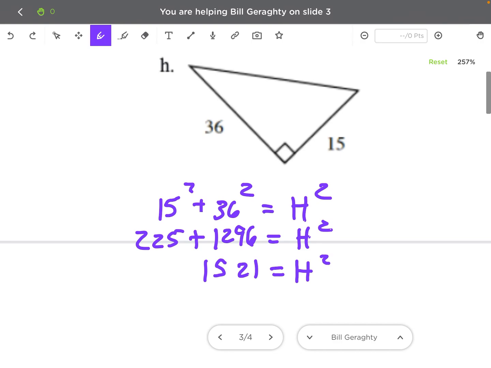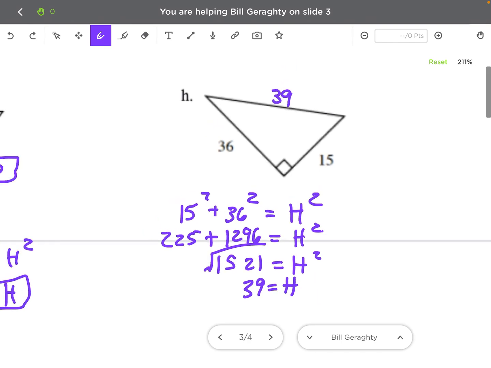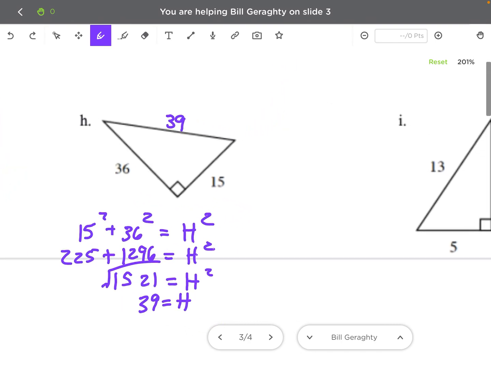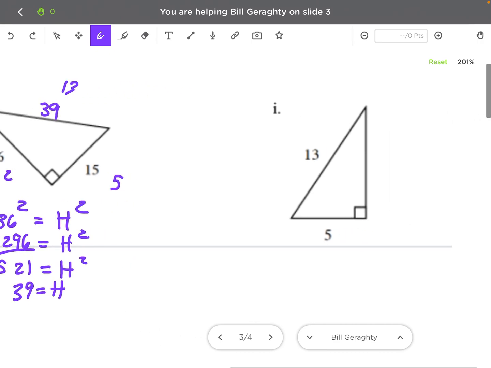And then we are going to take the square root of 1,521. And you guys should be coming along with me, practicing on your calculators yourself. So h is equal to 39. And I feel like we saw this one previously as well. I think we had a 5, 12, 13 one, if I recall. And again, we're going to be referring back to these as well.